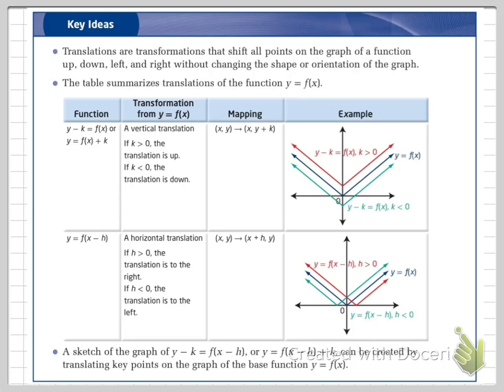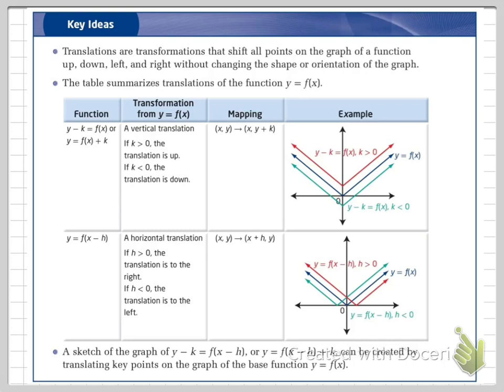In our second picture, y = f(x - h). Horizontal translation: if h is greater than 0, the translation is to the right. And if h is less than 0, the translation is to the left. We write it as (x, y) maps onto (x + h, y), but the equation is written f(x - h). There's the difference. So when it says x maps onto x + 4, in the equation, the function is y = f(x - 4).